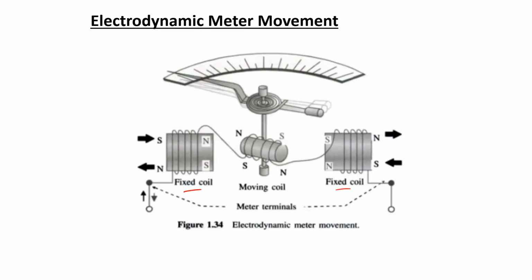So these two fixed coils are going to produce the magnetic field necessary to generate the torque in the moving coil. So in between these two fixed coils, the moving coil will be placed. So the magnetic field produced by the fixed coils and the current which is going to flow through the moving coil, depending upon their interaction, the moving coil is going to experience some force in a particular direction.